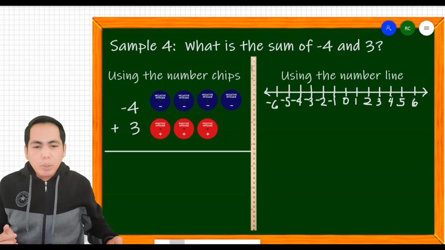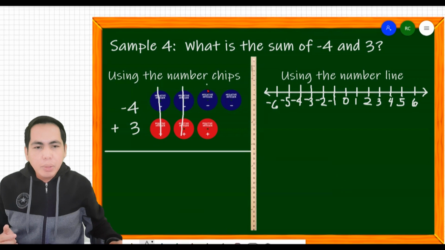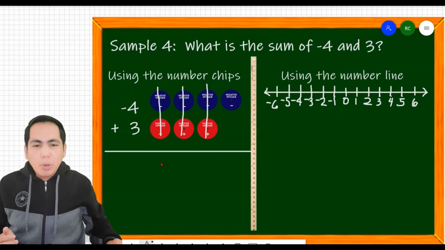So again, we have to cancel out blue and red. So blue and red cancel, blue and red cancel, blue and red cancel. So what is left is 1 blue chip that is not cancelled. So since blue chip represents negative, therefore our sum is negative 1. So therefore negative 4 plus positive 3 is negative 1.